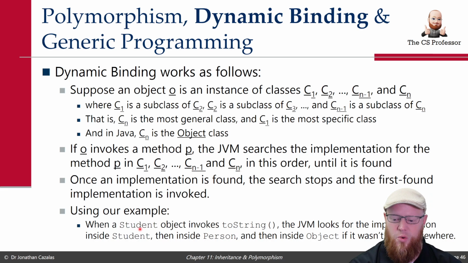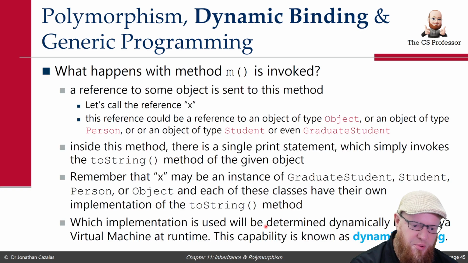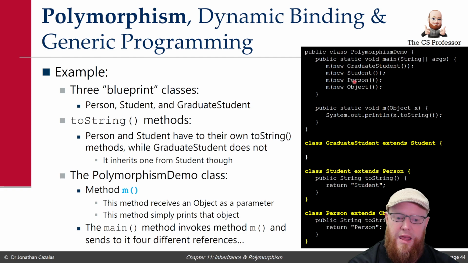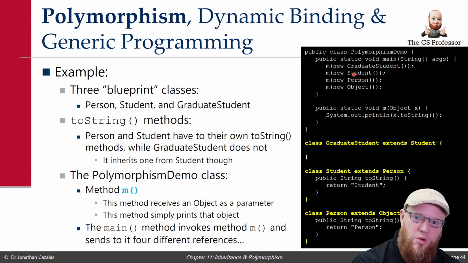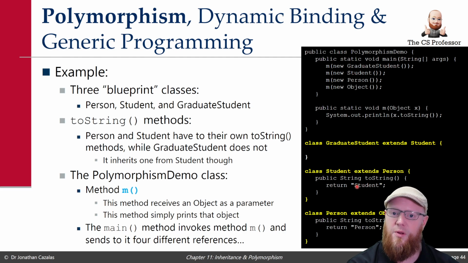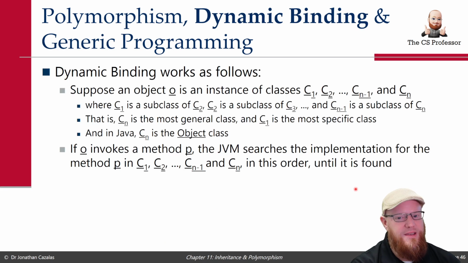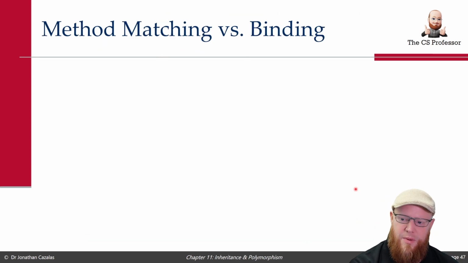So using our example, when a student object invokes the toString, the Java virtual machine will first look for the implementation inside student, then inside person, and then inside object if it was not found elsewhere. Now, of course, on this example here, when we invoke method M with new person, we see that there is in fact already a toString available, and we will therefore return person. Same thing when we invoke it with student, there's already a toString available for student, and we return student. This is the idea of dynamic binding.